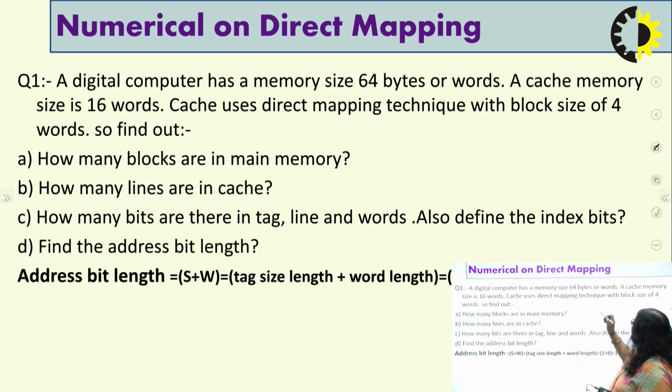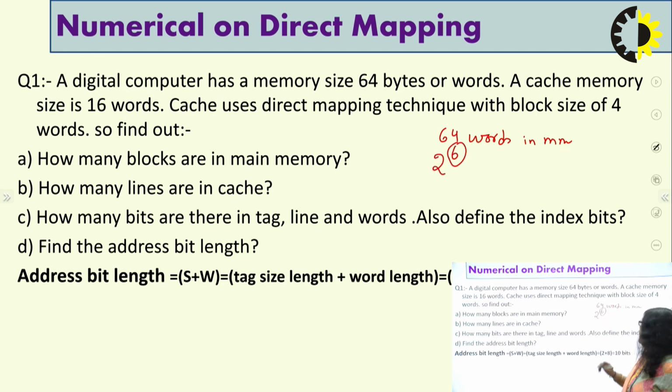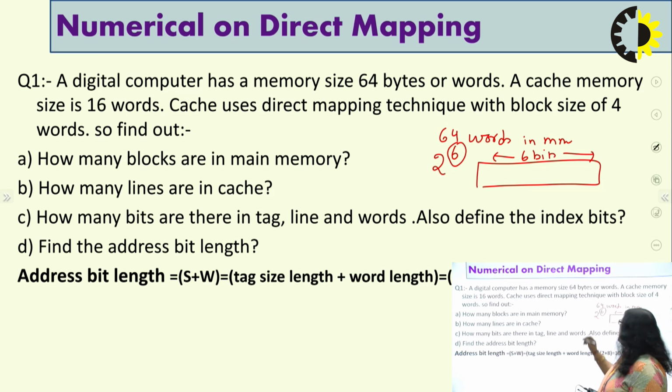So basically there are 64 words in main memory. So the address bits: 2 to the power 6 equals 64. So 6 bits are used for the memory address bit length. The cache memory is 16 words, so the lines are 16, and the address is 2 to the power 4 equals 16. This is 4 bits.